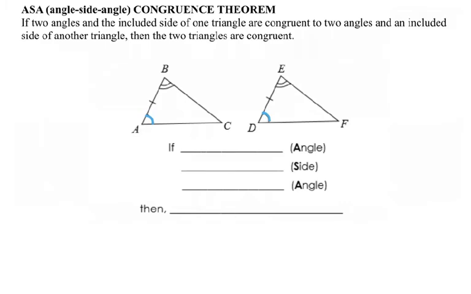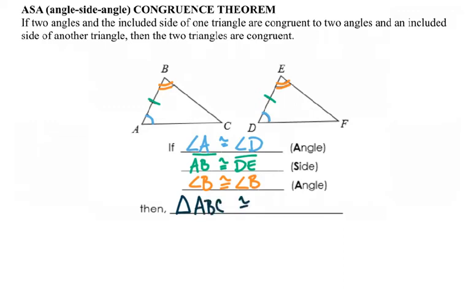A and D, notice those are angles. So if angle A is congruent to angle D, and then side AB congruent to DE, and then if you have another pair of angles, so angle B and angle E. So notice that side has to be between those 2 angles or it doesn't work, it has to be in that order. Then you can say the 2 triangles are congruent. So triangle ABC is congruent to triangle DEF.